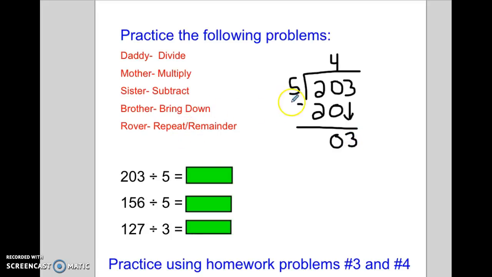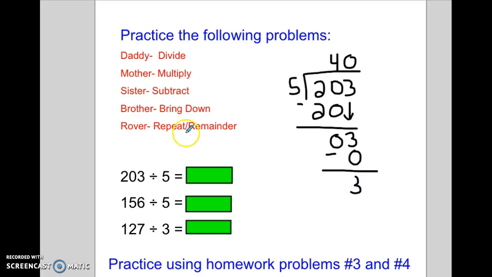Okay. Now, I can't just say it's a remainder. I've got to repeat here. Okay, I got to say how many times does 5 go into 3? Well, it can't, right? Because it's smaller. So I say it goes in 0 times. All right. Then I'm back to mother. Multiply. 5 times 0 is 0. Now I'm to sister. Subtract. 3 minus 0 is 3.